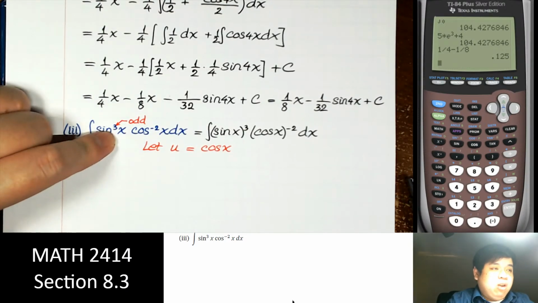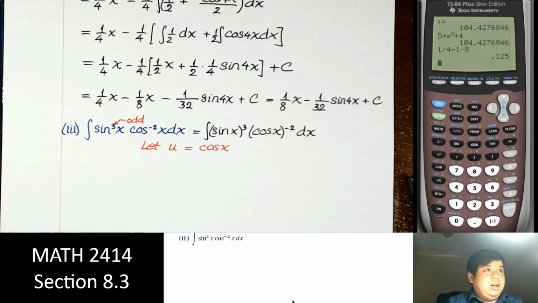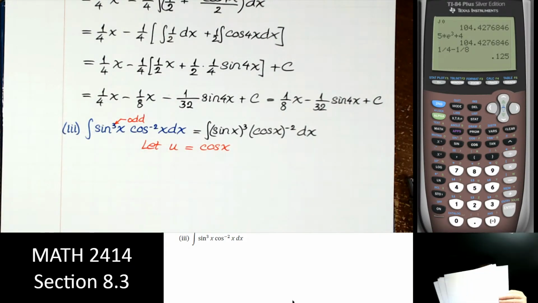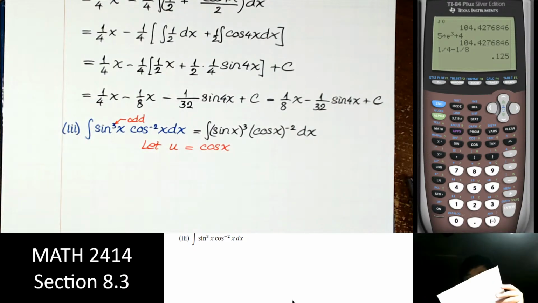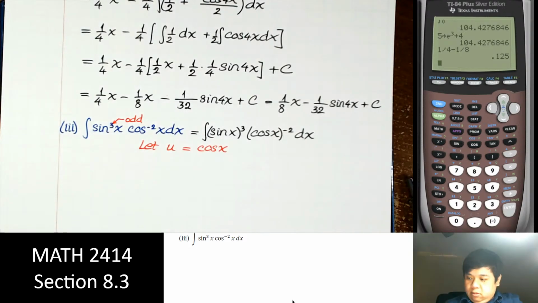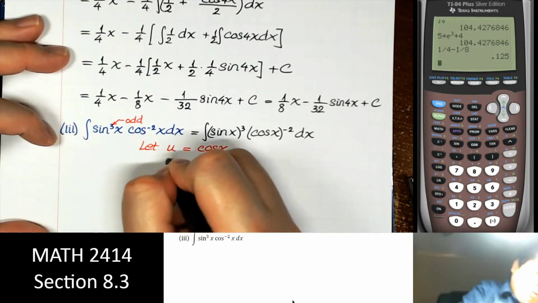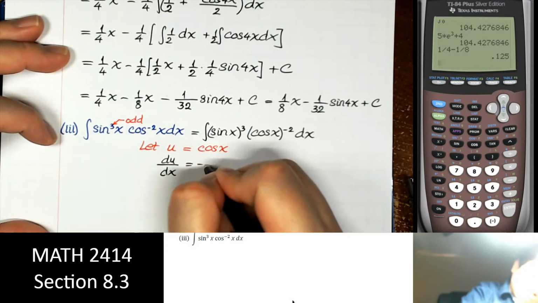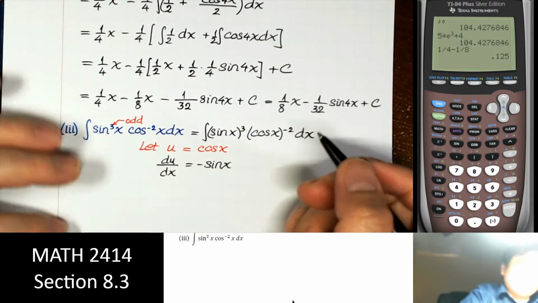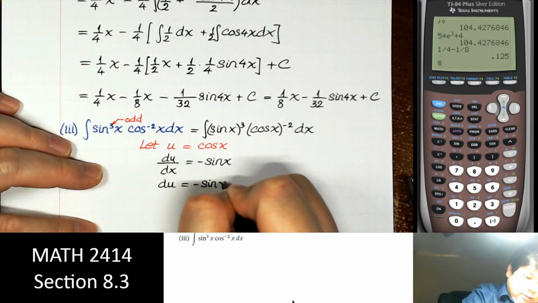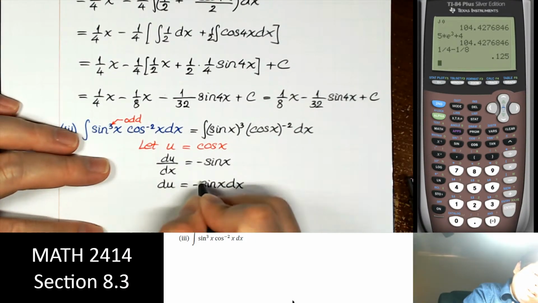So every time we have an odd power on a sine, let u equal to cosine. And if we have an odd power on the cosine, let u equal to sine. Right. So we take the derivative. The derivative of cosine is negative sine. Move the dx over. Divide by the negative sine.